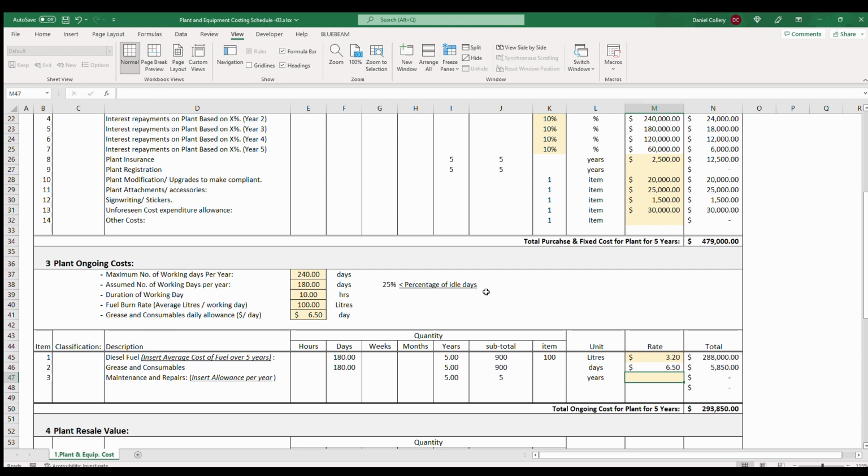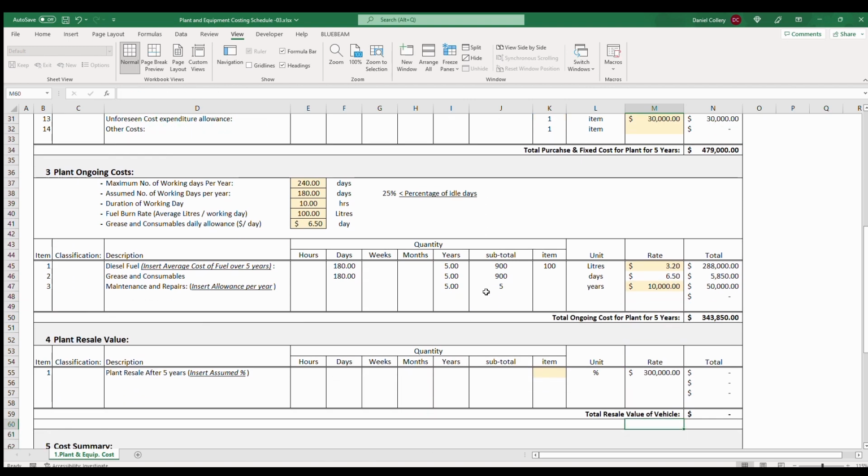Maintenance and repairs. This depends on the item again, and the service and requirements of it. For the purpose of this exercise, I'm just going to put in 10,000 per year. Plant resale value. So this is say after the end of the 5-year term, 5-year period, how much the item of plant or equipment can be sold for. So for the purpose of this, let's just say 50%, and that might change either way, but let's leave it at that.